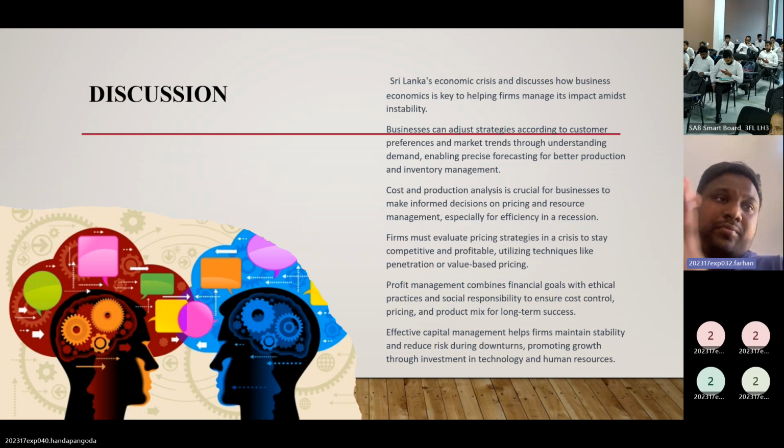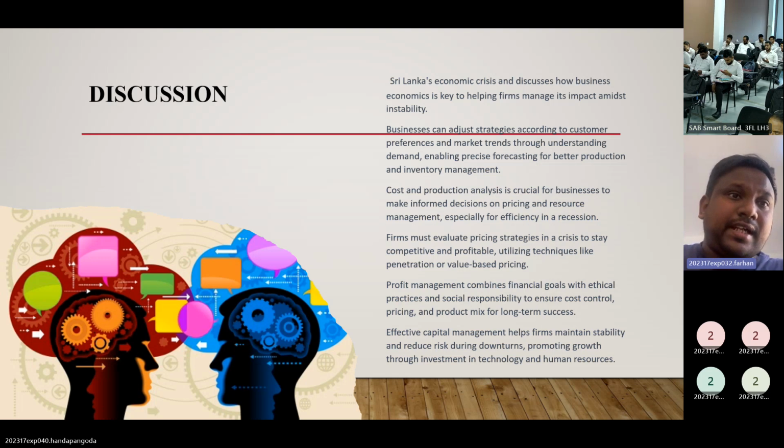So my part is about what my colleagues have discussed regarding the Sri Lanka economic crisis and how business economics helps to overcome these challenges in unstable situations. As a summary, I can say business can adjust strategies according to customer preference and market trends through the understanding of demand. I think my colleagues explained this more. So it will lead to better forecasting for production and inventory management.